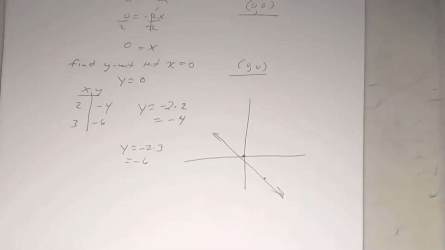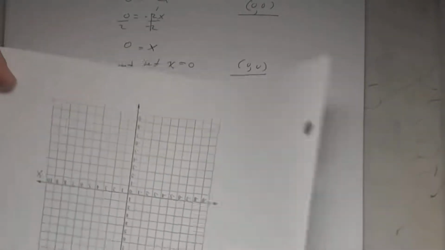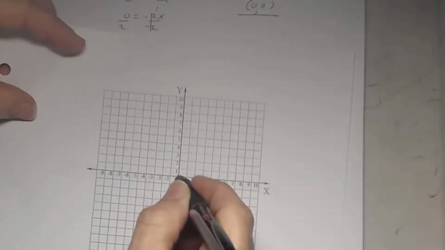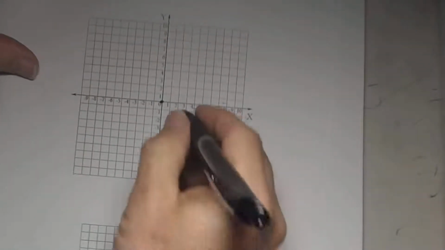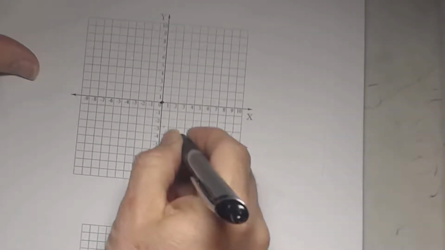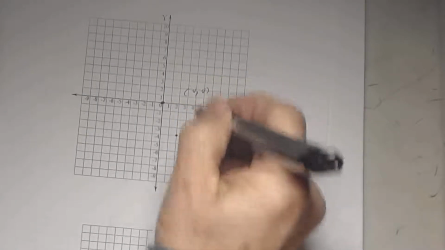Okay, now on your worksheet, remember I didn't give you one like this. But if I did, you would have had to put the origin, then pick one more point, and then draw your line. So we chose 2, negative 4. And again, on the worksheet you'd have to label 0, 0 and 2, negative 4, and then draw your line.